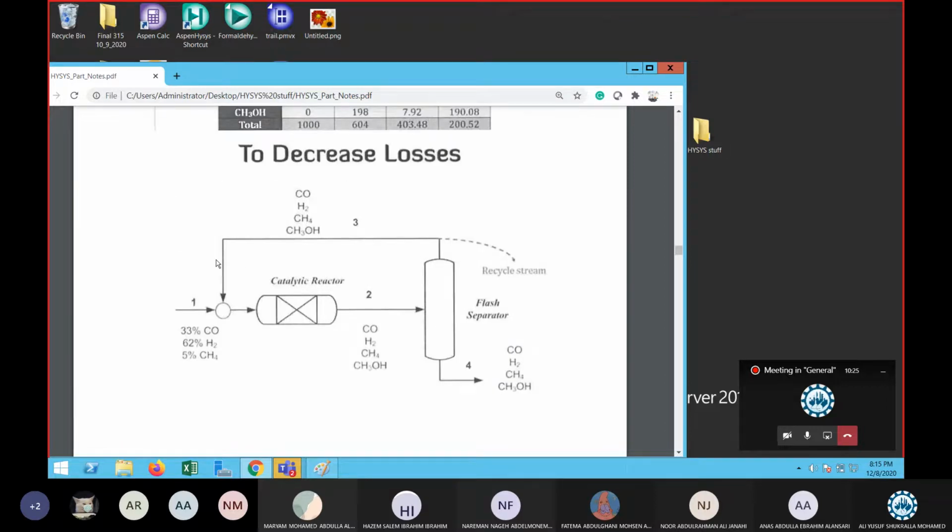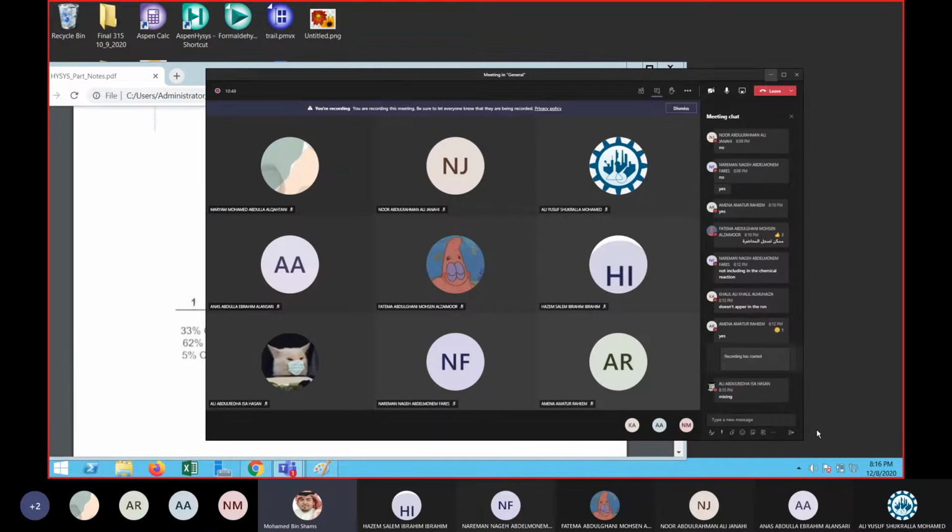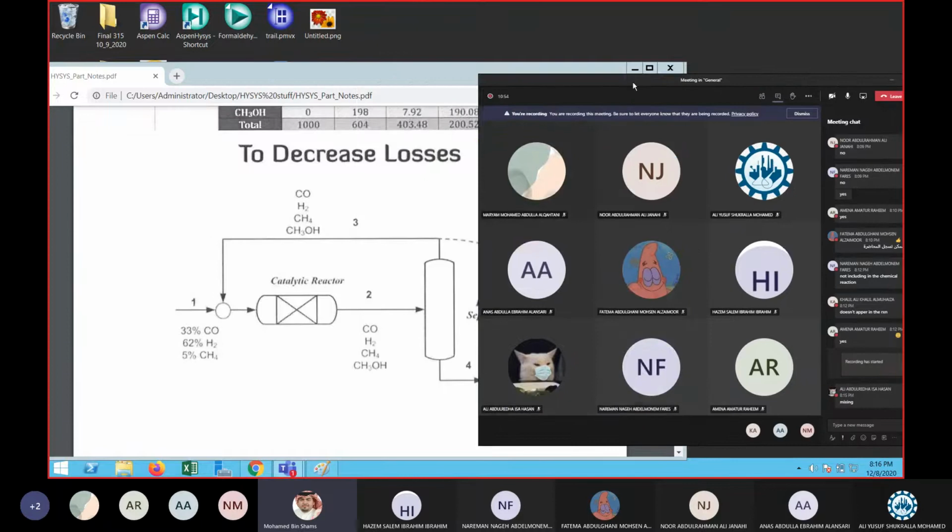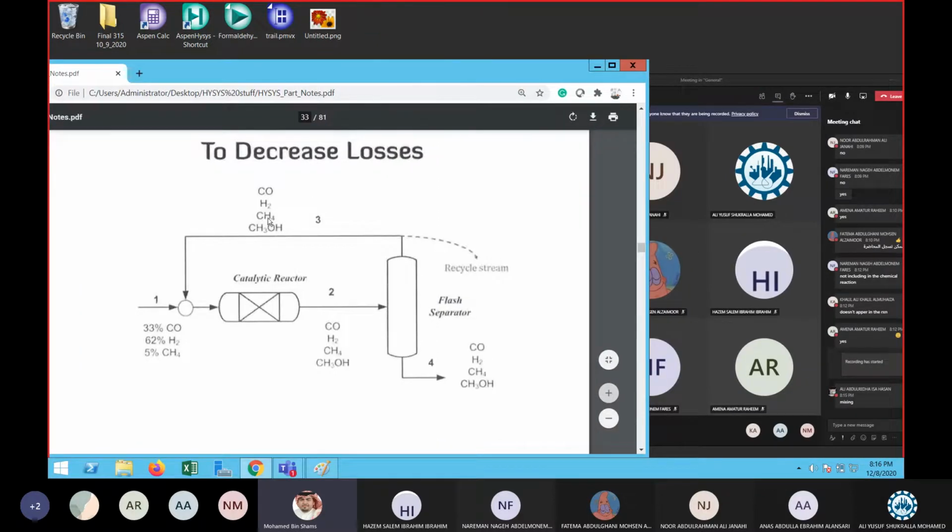Okay guys, now if I continue recycling this stream, we have a problem. Anyone can guess what that problem is? Overflow? No. Look at the reactants. The composition will change? The composition does not change. Any other suggestion? What happened to the methane? What is going to happen to the methane? I'm recycling and I'm putting in methane every time. What will happen to the methane?